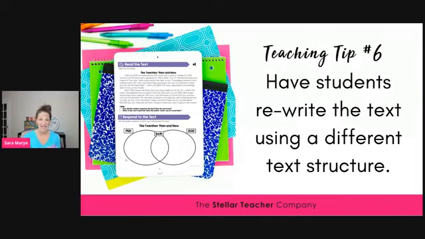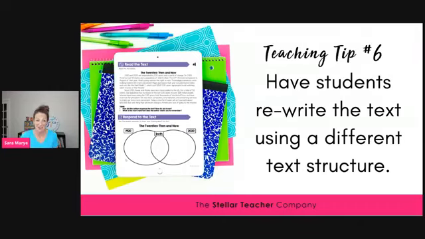So if they've read something that is compare and contrast, then maybe they need to do a little bit more research and see if they could do a description, or is there a way that they could pull out some sort of sequence from that? Or is there a cause and effect relationship in there? So having them figure out, can they reorganize the information? That's really what we're asking them to do here. Can they reorganize the information in another way? So those are my 6 tips for teaching text structure.